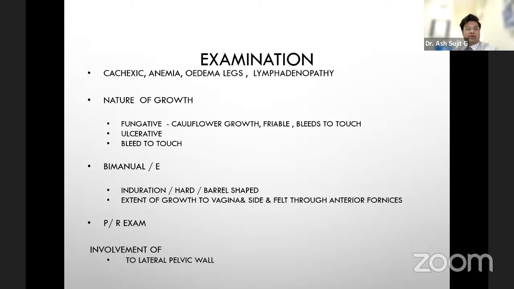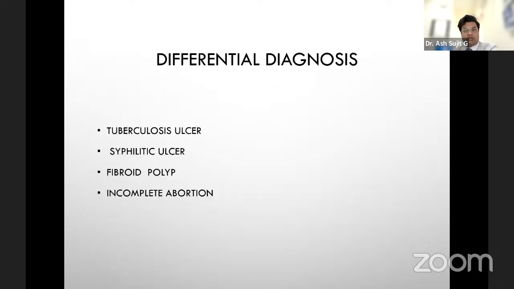A bimanual examination can show an induration or a hard barrel-shaped structure because of the growth which is there. The extent of the growth can reach out to the vagina and to the sides and can also be felt through the anterior fornices also. Always do a PR examination whenever you're considering any malignancy, so as to find out the POD or the rectal involvement, and involvement of the lateral pelvic wall also has to be confirmed.